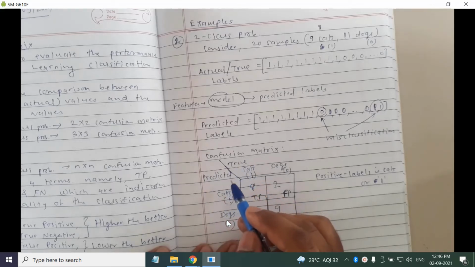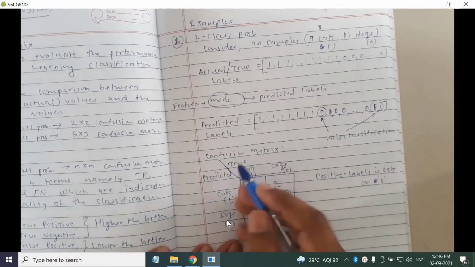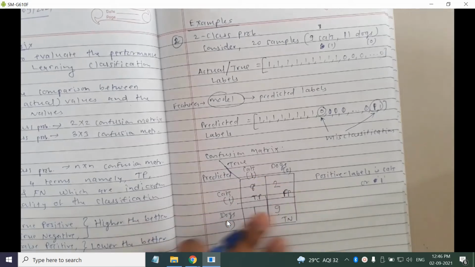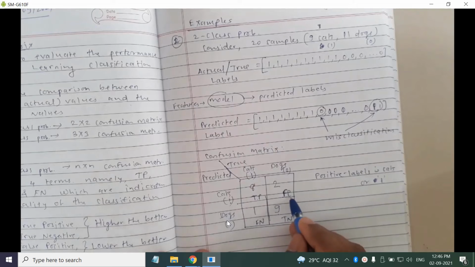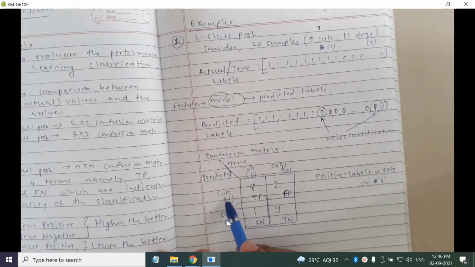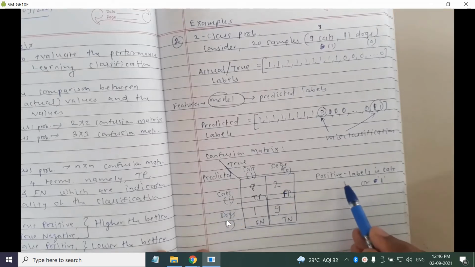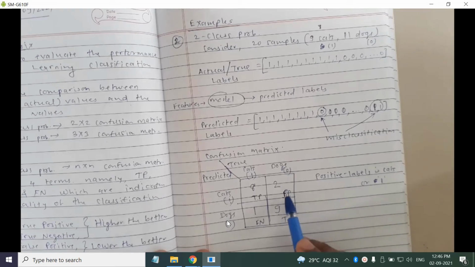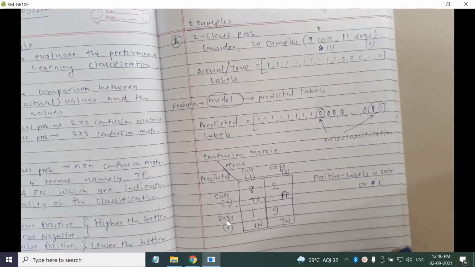In some of the literature you will get true label along the row and predicted along the column. This is a false positive because the true label is dog but our model is saying cat, and cat is our positive class. So this will be false positive. It is wrongly saying positive, right? So this is clear to you now, right?